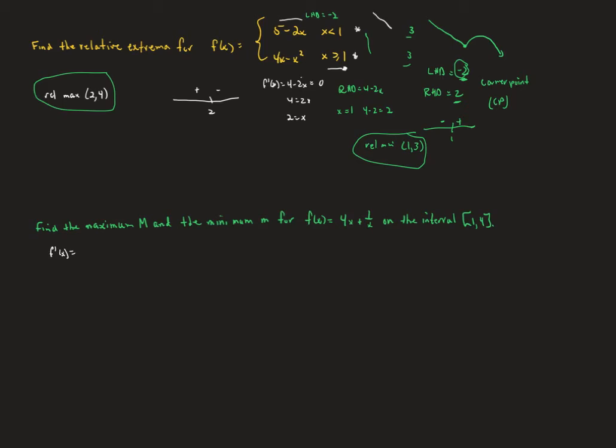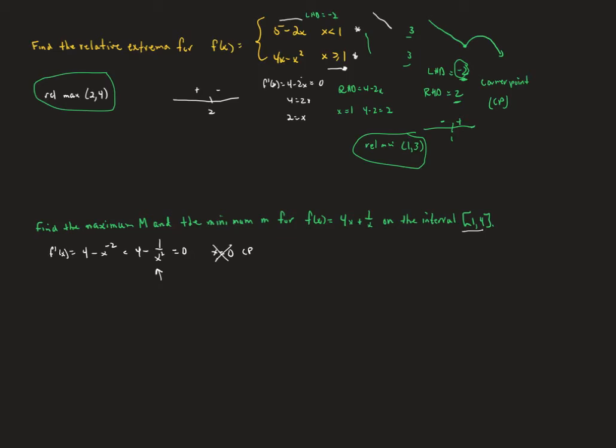So the derivative of 4x is 4. The derivative of x to the negative 1 is negative x to the negative 2. So we can think of that as 4 minus 1 over x squared. We're going to set that equal to 0. We notice that x equals 0 would be a critical point, but 0 is not on our interval, so it's not one that we're going to be interested in.